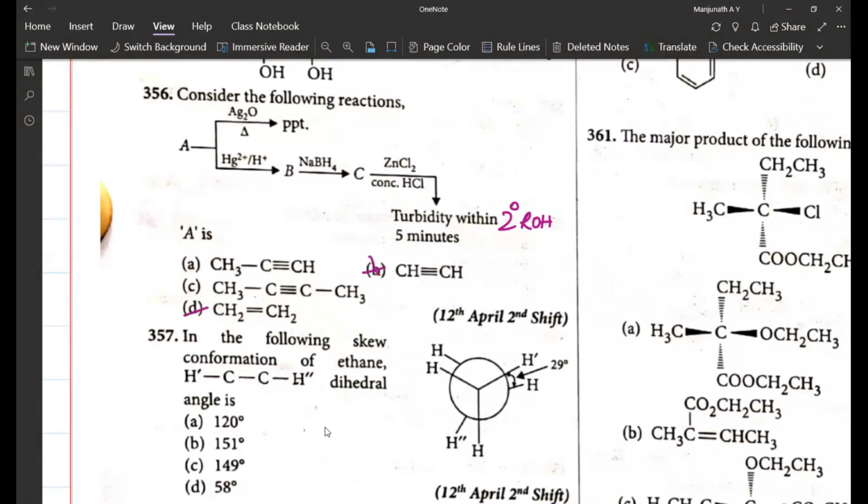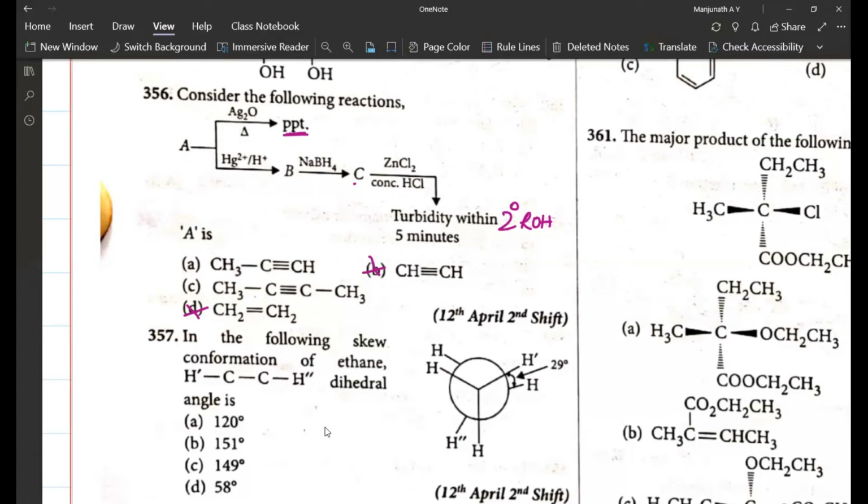Yes or no? Of these two, you have to check now. NaBH4, ZnCl2. Okay, this is NaBH4, so before this it should be option C. Why? Because NaBH4 will give hydride ions. No, this is okay. You have not checked the first reaction. It should give a precipitate with Ag2O.